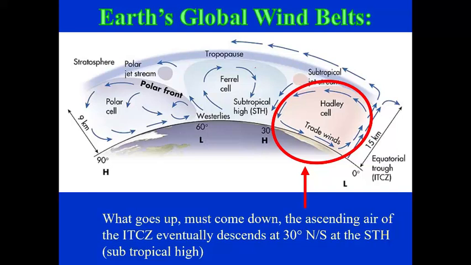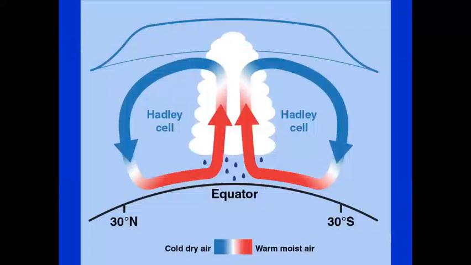Now you'll notice that what goes up has to come down. So at the end of what's called the Hadley cell, the rising of the Hadley cell is here at the equator, but then it's going to come down at around the 30-degree mark. So between 20 and 30 degrees, this convective cell, the Hadley cell, you're going to notice that the air comes down at around 30 degrees.